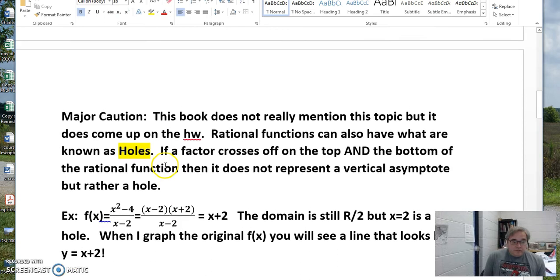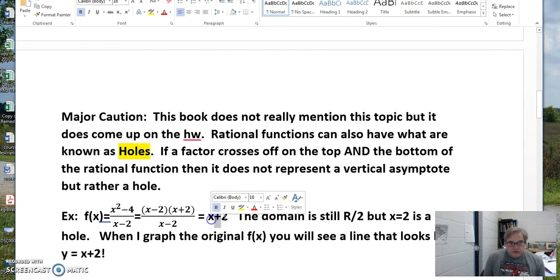So if I look at this example, f of x equals x squared minus 4 over x minus 2, if I factor the top, you notice right here these 2 factors will cross off. Now, I do my domain of this one before I start reducing it. My domain here is still all real numbers except 2. So something is happening at x equals 2. Well, when I cross off all these x minus 2's, I'm left with just x plus 2. That's what this equation is actually going to look like.